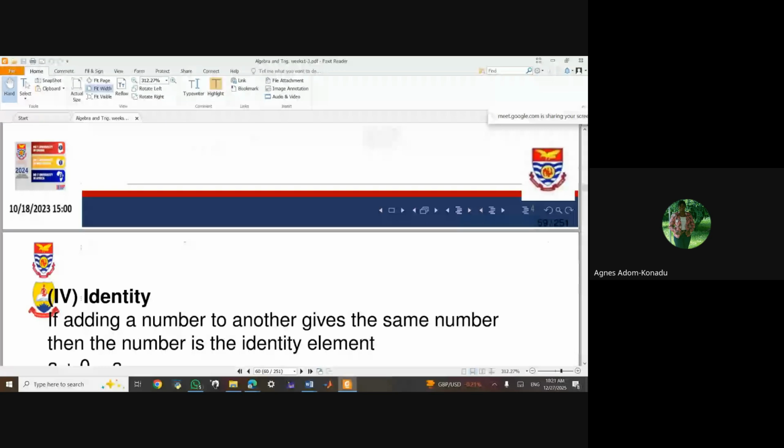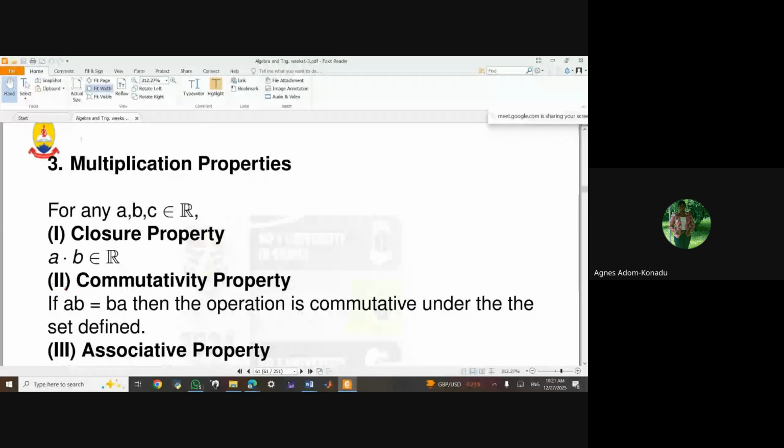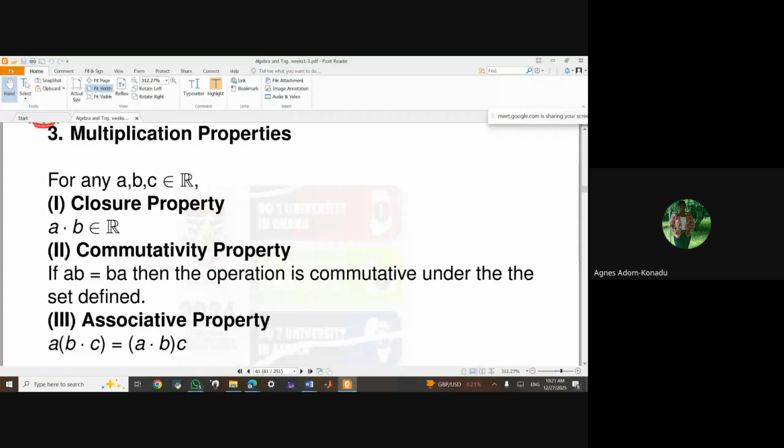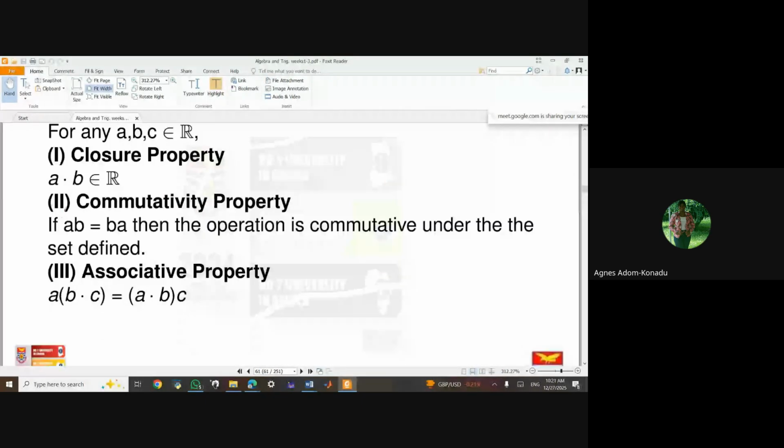Then the next, we want to move on to multiplicative properties. And that one says that for all a, b, c in R, first, if I pick any two real numbers and then I multiply them, I'm going to get a real number. So that is the closure. And then the commutative: a times b is the same as b times a. So the commutative operation applies in multiplication.